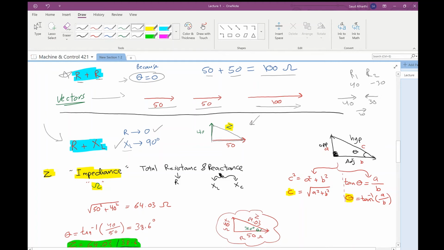How can I find the hypotenuse, or this one, الوتر؟ أجيبها من فيثاغورس، قانون فيثاغورس، اللي هو ايش يقول؟ C square equal A square plus B square. So عندي C equal root A square plus B square. So I can find the hypotenuse by this equation.